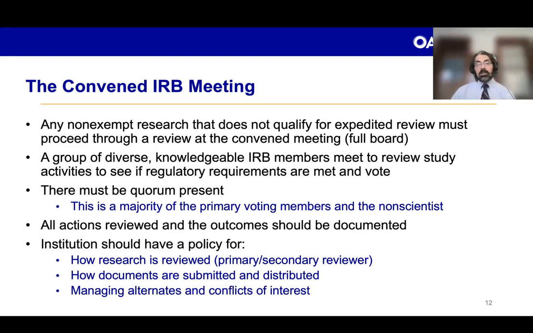An alternate member is an individual who closely mirrors a primary member in experience, background, and role, and can vote in place of that specific person in the event of an absence, for instance, a conflict of interest. So an IRB should have policies in place to govern alternates, their use, and conflicts of interest. This was, believe it or not, a quick review of a very complicated topic.